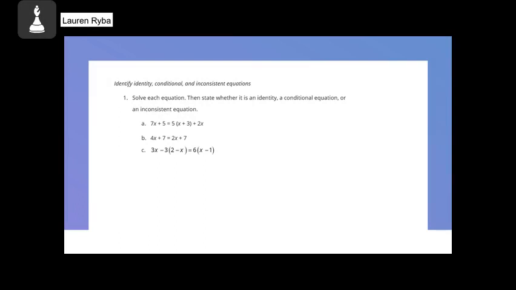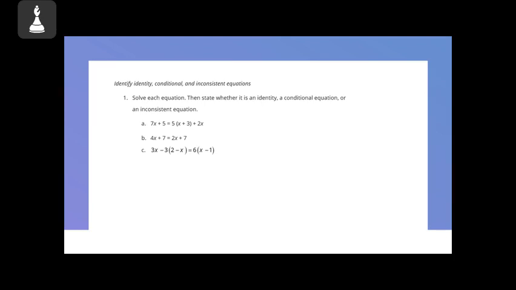These first problems are just asking us which type of solution is it? Is it an identity, a conditional, or an inconsistent equation? Remember that identity is going to be exactly the same on both sides. Conditional, you're going to end up with x equals something. Inconsistent is when the x pieces are the same on both sides, but the number is not. So you end up with a false statement.